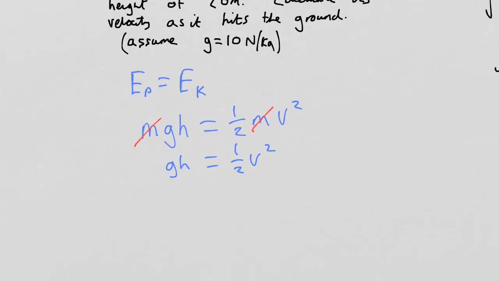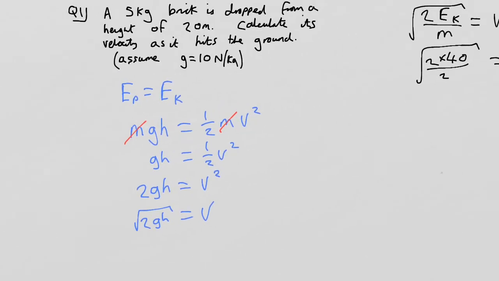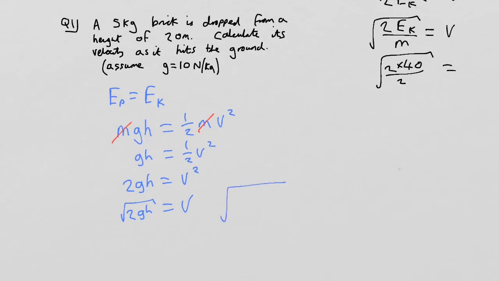So let's simplify it further. We can times both sides by 2, so we get 2gh equals v squared, and we can get rid of the squared by square rooting both sides. The square root of 2gh is equal to v. There we go. And you can plug the same numbers into the equation. You get 2 times gravitational field strength, which is 10, times the height, which was 20. And you get the same answer, 20 meters per second.